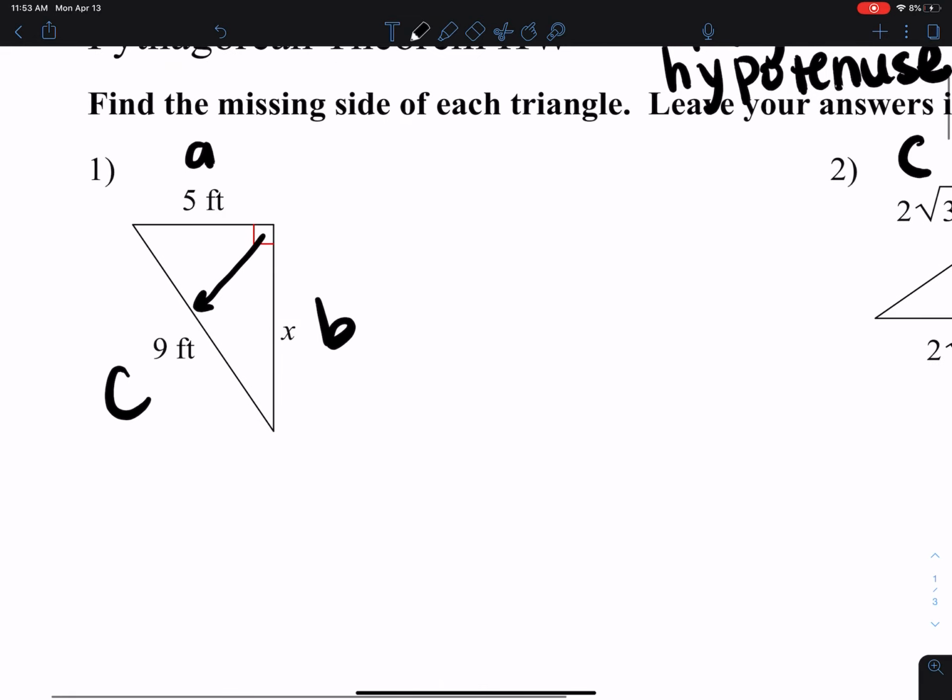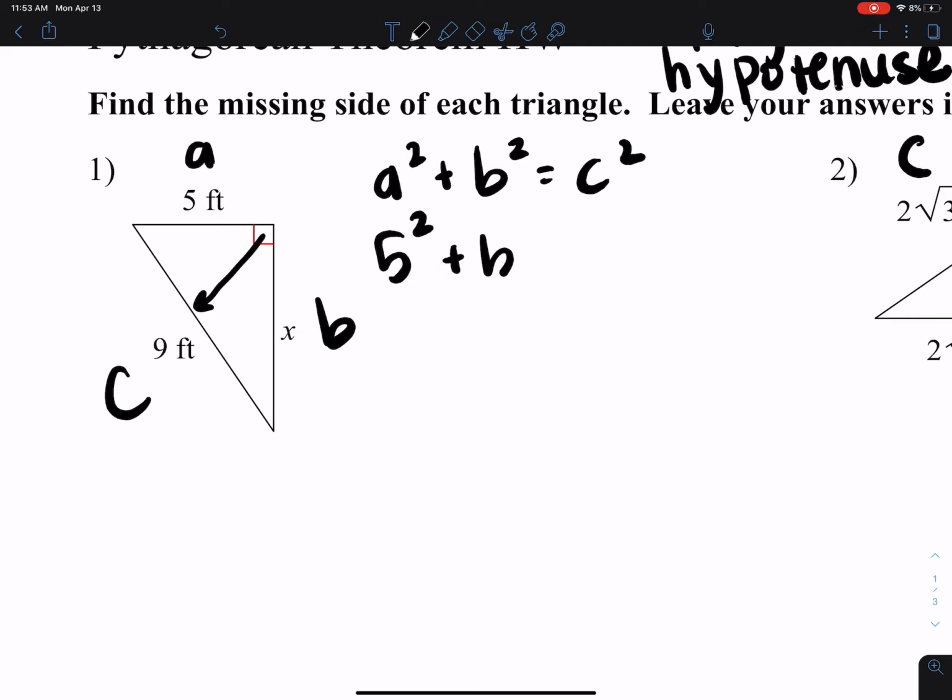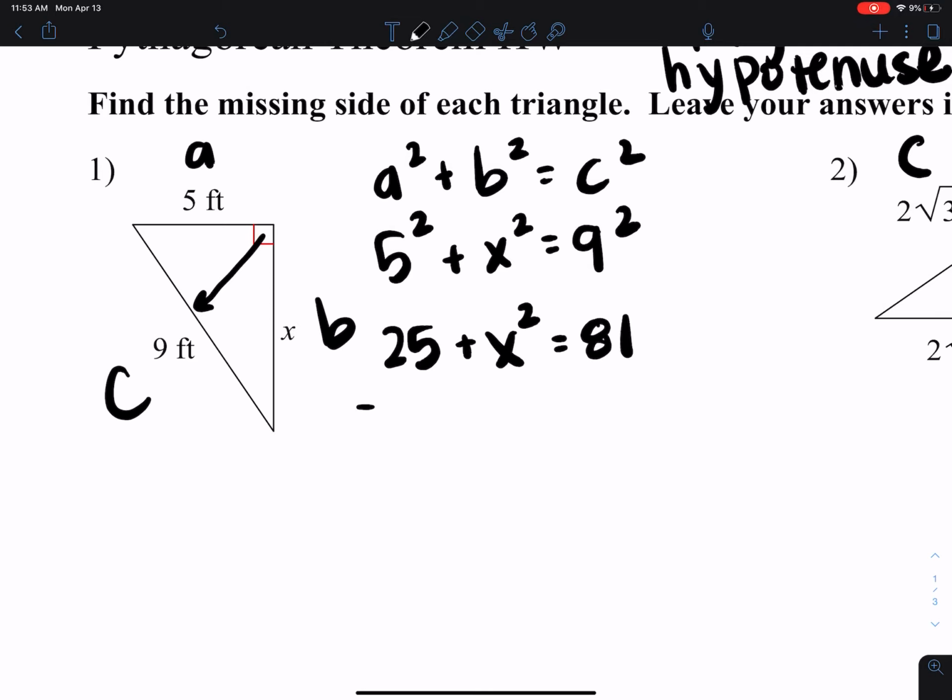So when we're doing this, we can just plug in the values for A, B, and C. So we know it's A squared plus B squared equals C squared. So we have 5 squared plus B squared, well, that would be X squared equals 9 squared. 5 squared is 25. So we have 25 plus X squared equals 81. And we want to get that X by itself. So we subtract 25 on both sides. So then we get X squared equals 56.